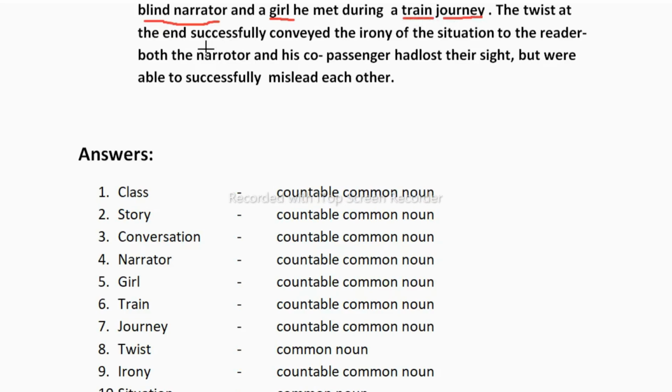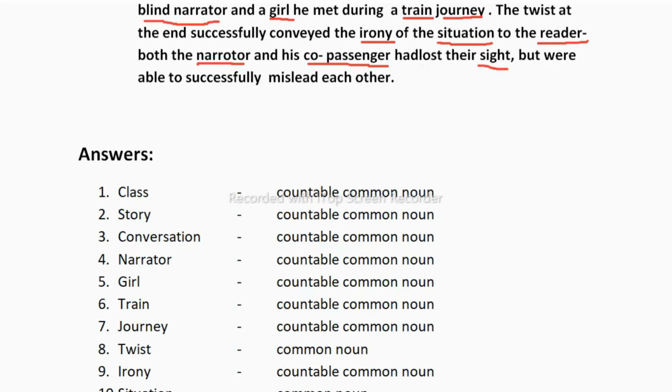The twist at the end successfully conveyed the irony, irony is also a noun, of the situation, situation is also a noun, to the reader. To the reader, both the narrator and his co-passenger had lost their sight but were able to successfully mislead each other. So here again we can take narrator, already we have taken here blind narrator. Co-passenger, which is also a noun. So here the underlined words which you can see on the screen, these all are the nouns.